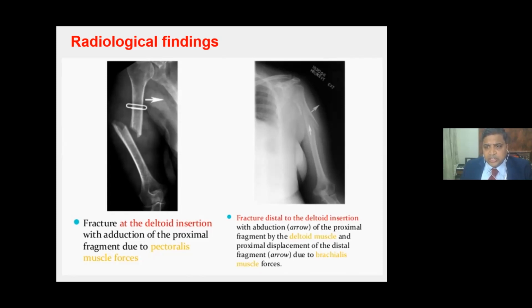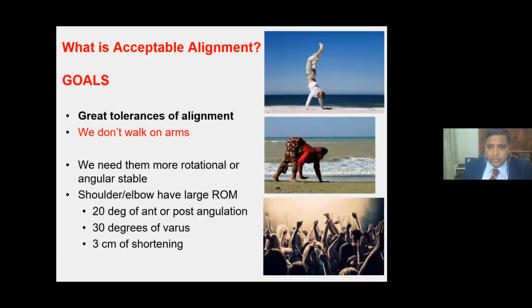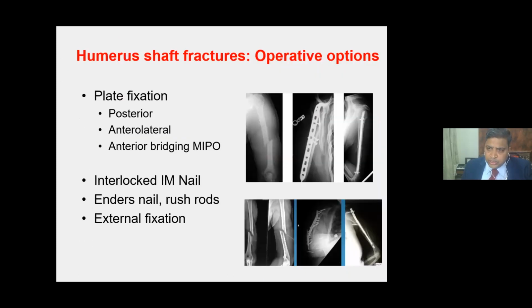You need to understand these forces so as to get a good reduction and fixation strategy to oppose these deforming forces. We also know that in the upper limb humeral fracture, we have a great tolerance of alignment. We need to be rotationally and angularly stable, and we accept a certain amount of varus angulation and shortening in the humerus. This is because the shoulder and elbow joints have a very good range of movements which can compensate for the humerus.